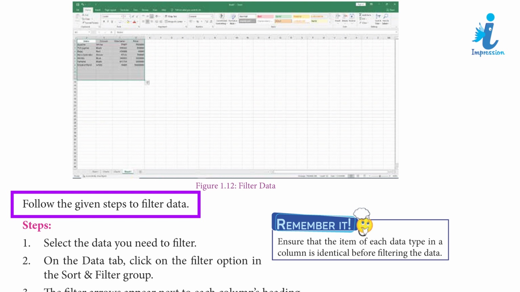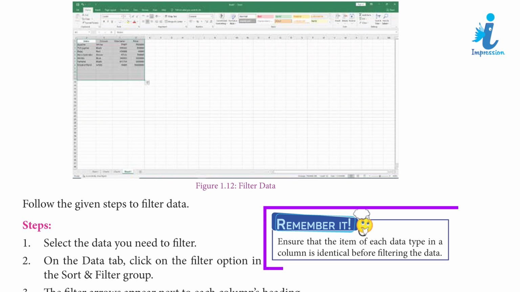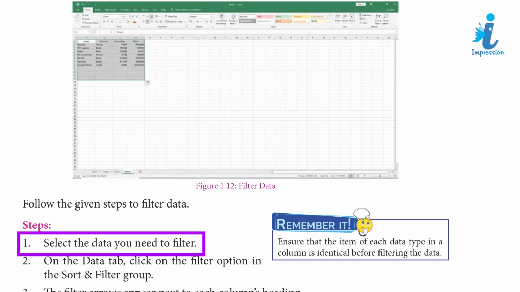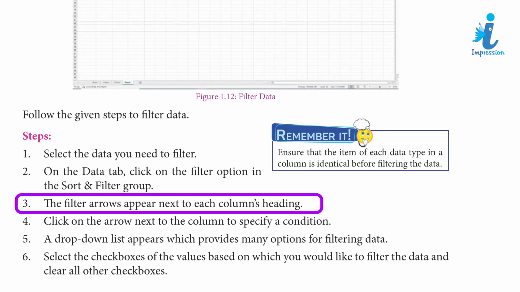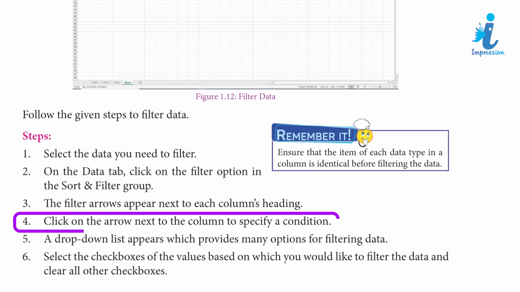Follow the given steps to filter data. Remember it. Ensure that the items of each data type in a column is identical before filtering the data. Steps: 1. Select the data you need to filter. 2. On the Data tab, click on the Filter option in the Sort and Filter group. 3. The filter arrows appear next to each column's heading. 4. Click on the arrow next to the column to specify a condition.